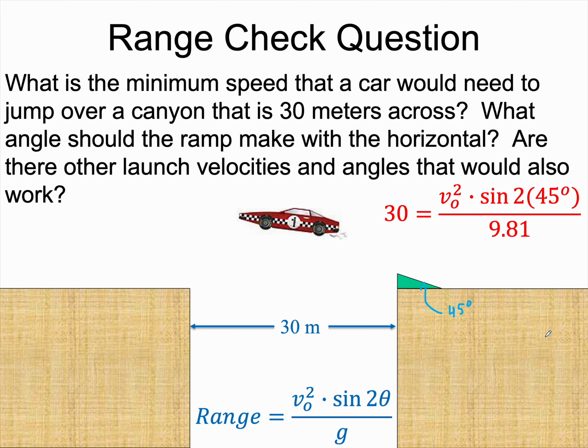So if we solve this, we're going to plug in 45 degrees, but we're going to do 2 times it. And our range needs to be 30. I use 9.81 here. You could also use 10. It'll give you a very similar answer. And if you solve it, you'll figure out the minimum speed would be 17.2. That's if the angle is 45. Please realize, if you use a slightly shallower angle, you would have to go faster. Or a steeper angle, you'd probably have to go a little bit faster as well. There's a whole bunch of other ones that would still get you across the canyon, but it would require much larger velocities.